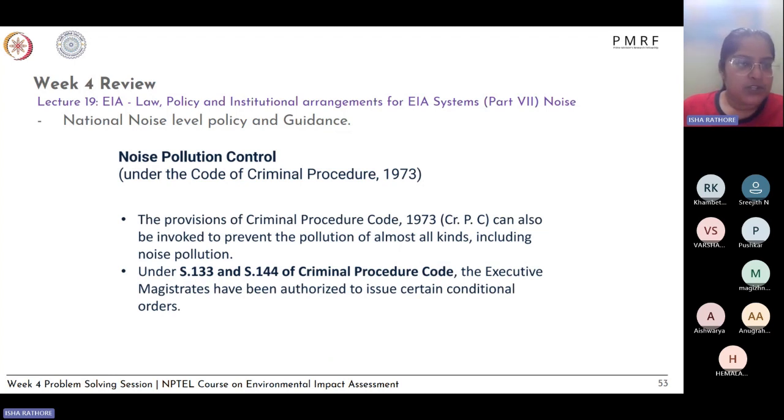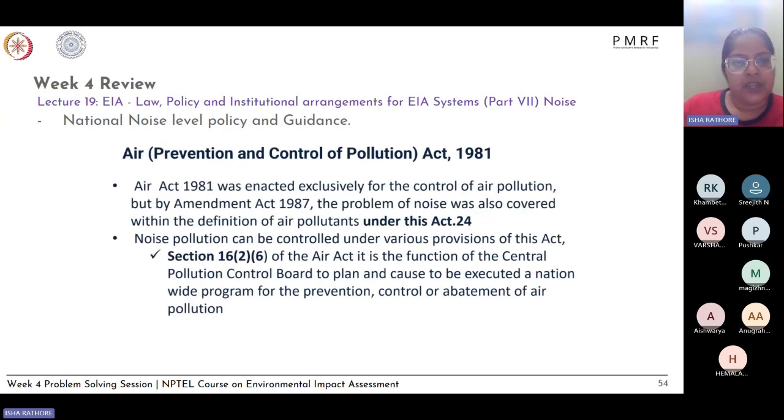We also had the noise pollution control under the Code of Criminal Procedure 1973, which is basically to prevent noise pollution of any kind, specifically relating to this section. Then the Air Prevention and Control of Pollution Act 1981. Not just air pollution, but noise pollution is also covered in this section. So the CPCB has to ensure that this is also met.